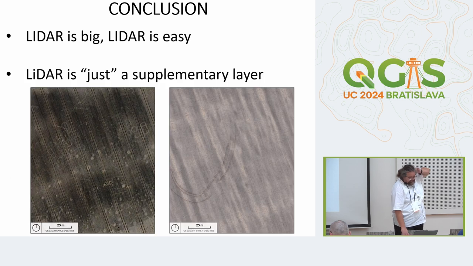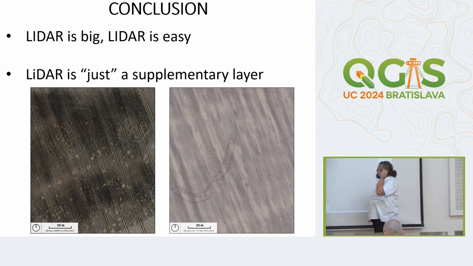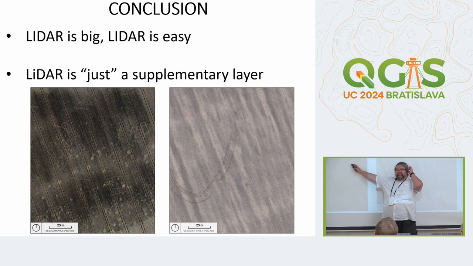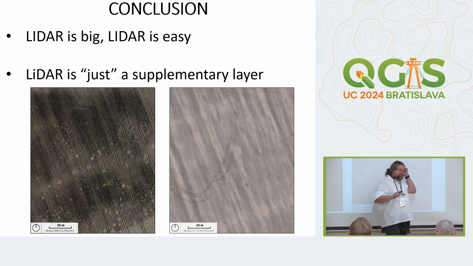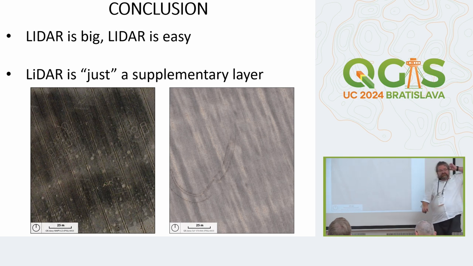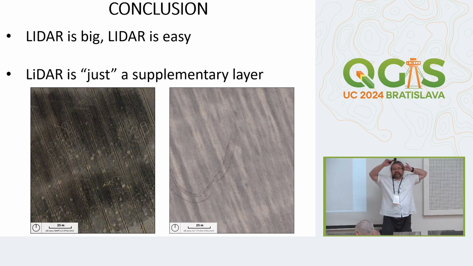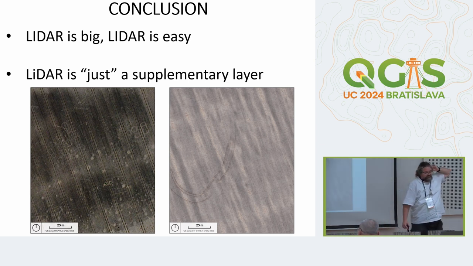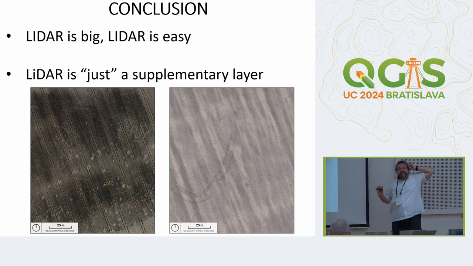And another point of conclusion, LIDAR is just supplementary. Here you cannot see anything, but here is an example of how on the aerial imagery, you can nicely see the clear remains of some old village. It is based on crop marks and vegetation marks. LIDAR works only with the terrain height, so you can see nothing. So still, from my point of view, LIDAR is only one layer of archaeological knowledge.